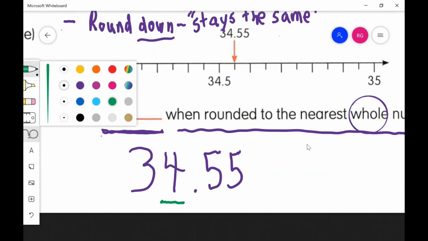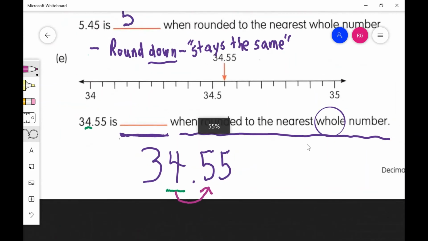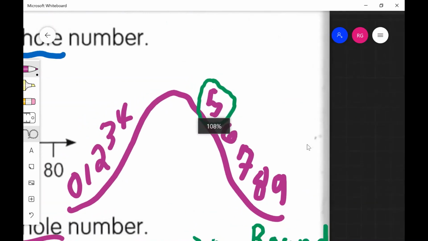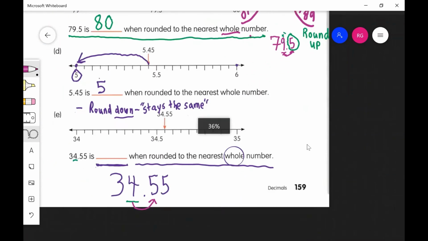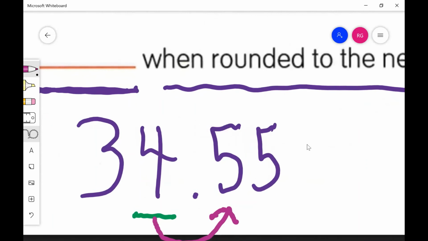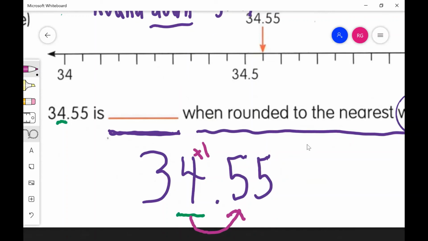And then what's step 2? Look to the right. Okay. And then step 3 is to find it on the roller coaster. We see that it is a 5, right? So do we need to round up or round down? Round up. Yes, so we round up. And if we round up, that means that we do what to this number? Plus 1. Yes, plus 1. Great job, guys. So if I add 1 to that 4, what's my answer going to be? 35.